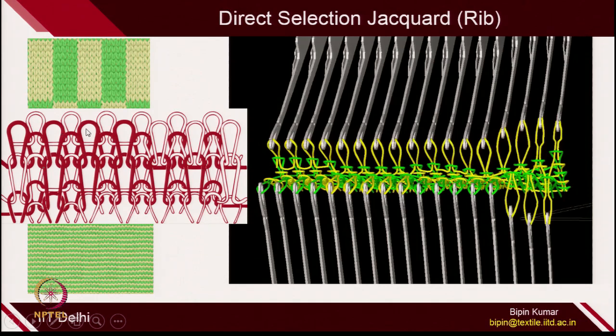1, 2, 3, 4 loops will be visible on the front side by red yarn, and then 1, 2 and 3 loops will be visible by white yarn on the surface. So this is how we create direct selection jacquard.